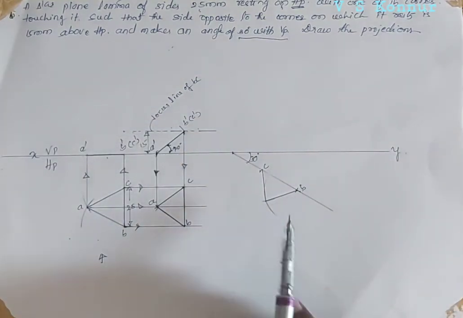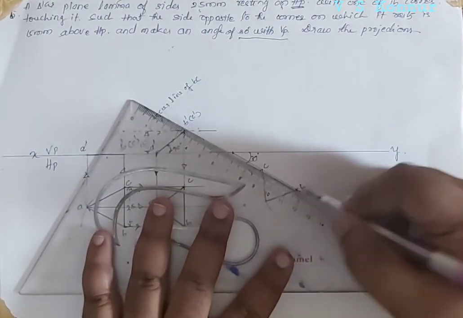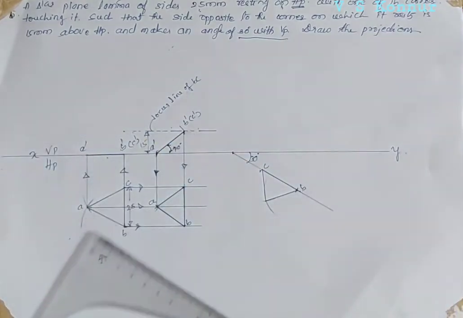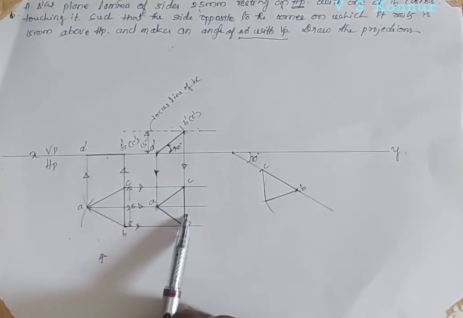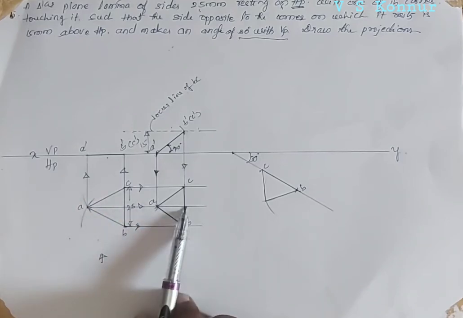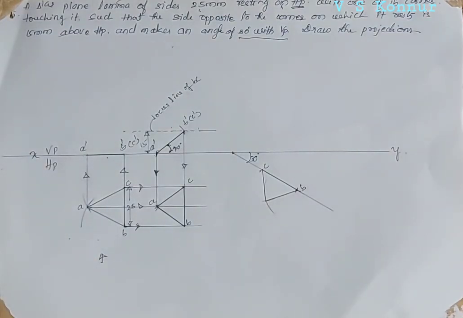This triangle, because the given problem is the edge on which it rests is inclined. The edge opposite to the corner on which it rests is inclined. The question is very clear. This is the resting corner. The edge which is opposite to the corner on which it rests is inclined 30 degree to VP is given. The third position, half that is top view is over.